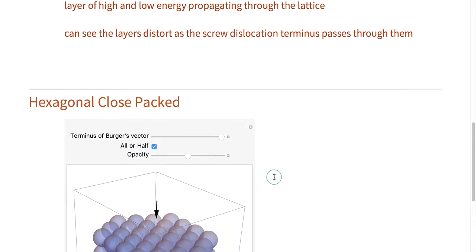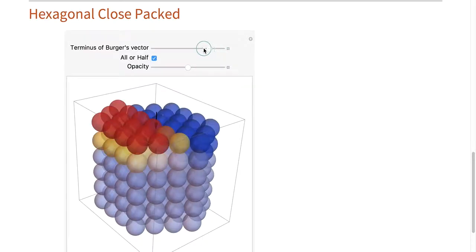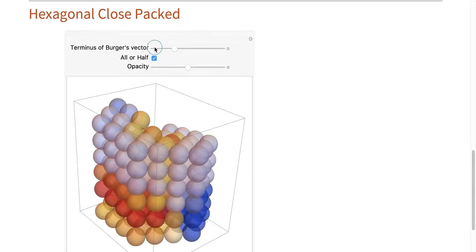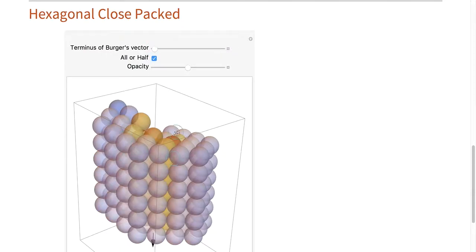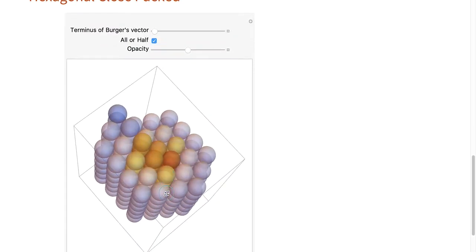In hexagonal close packed, I still do see a really similar thing of this layer of lower and higher energy passing all the way through the lattice. At the end, you have this geometry that we remember before of a screw dislocation. The interesting thing is you can still see that the energy is higher around the line of the screw dislocation, just like we saw before.